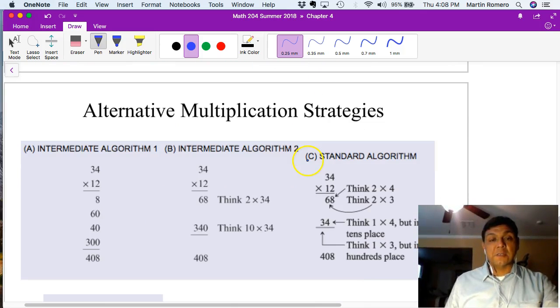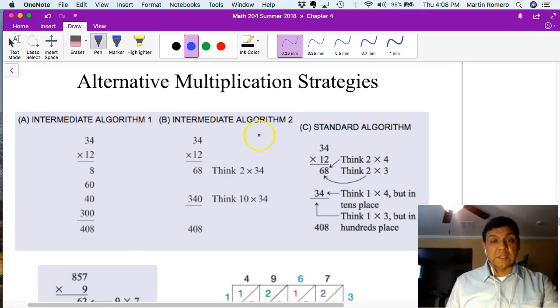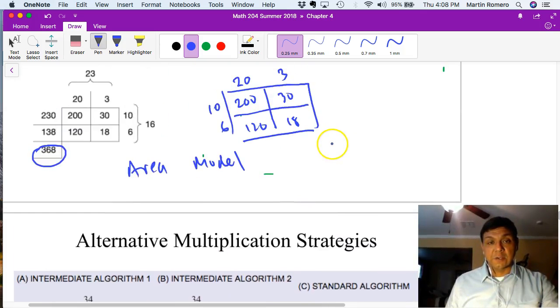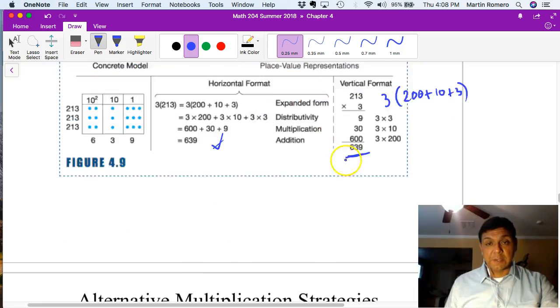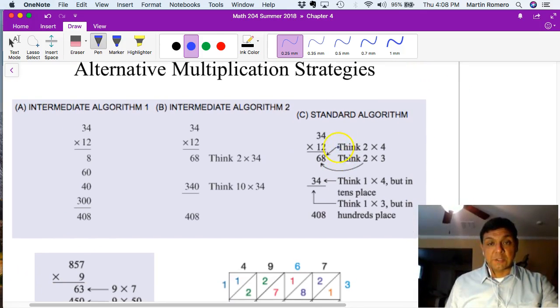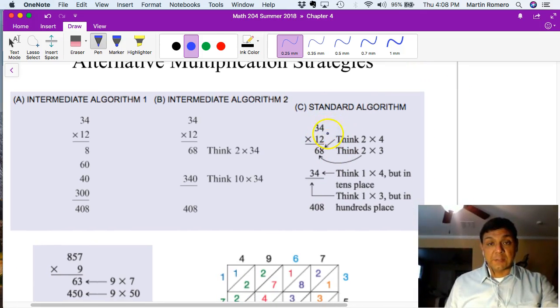And so there's also models called intermediate models. We saw this 34 times 12, right? 4 times, here's the standard. 4 times 2 is 8. 2 times 3 is 6. Place value 0. 1 times 4 is 4. 1 times 3 is 3. And then you add up to get 408.